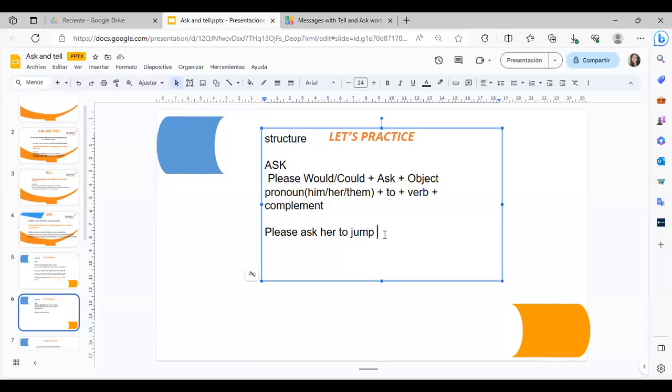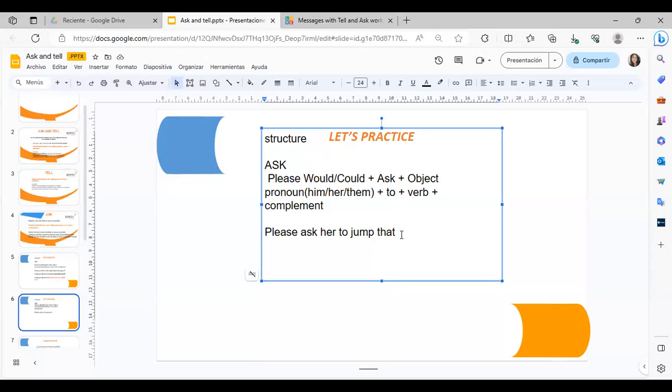Please ask her to jump that. But to jump what? Here, it's missing like a complement.